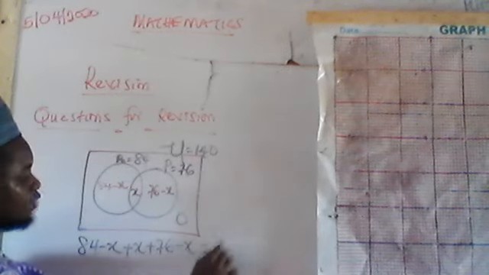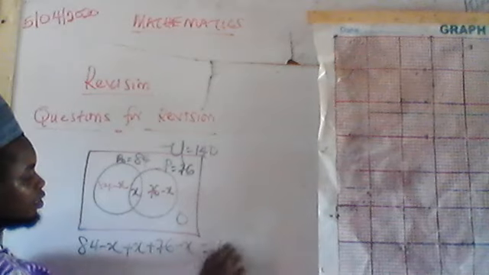That is, if you say 84 minus X plus X plus 76 minus X, what we are going to have is 140. Now let's add them together.